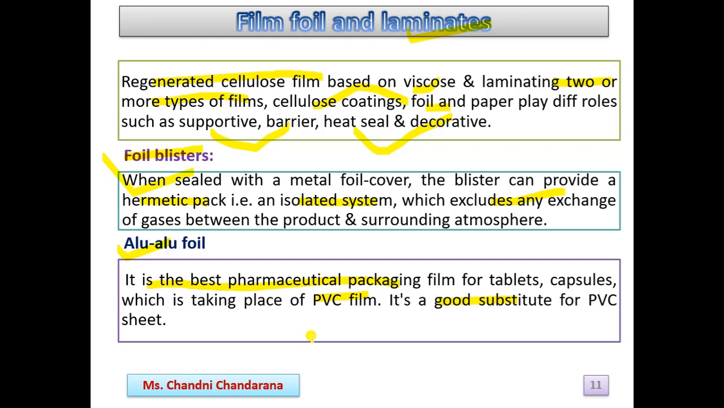Now in the next lecture we will see the tamper resistant material as a packaging material for parenteral.